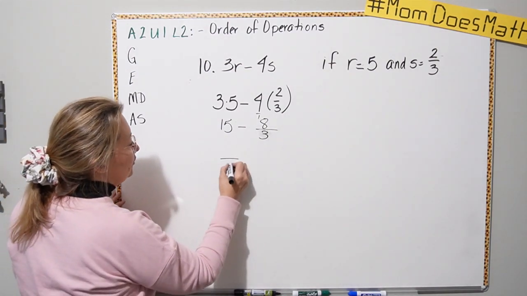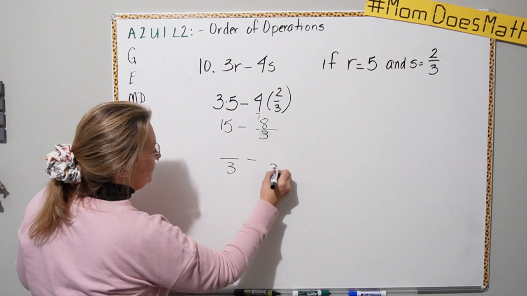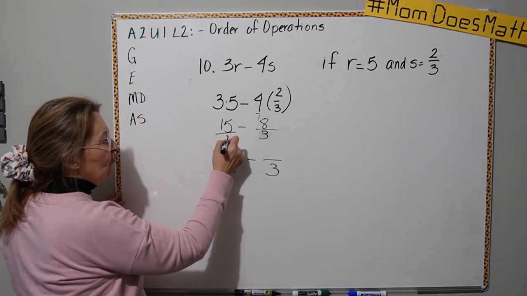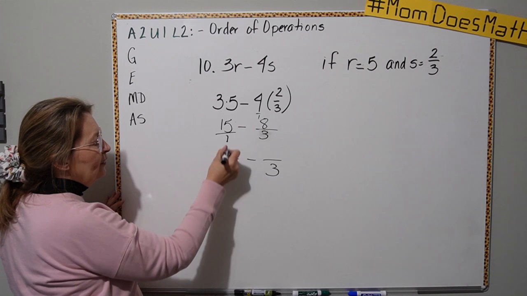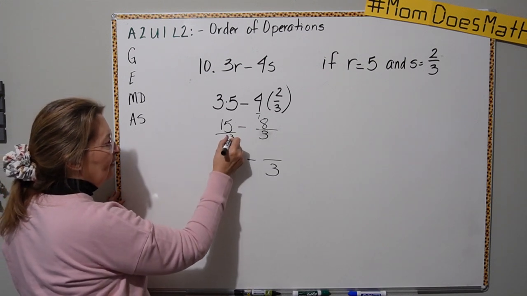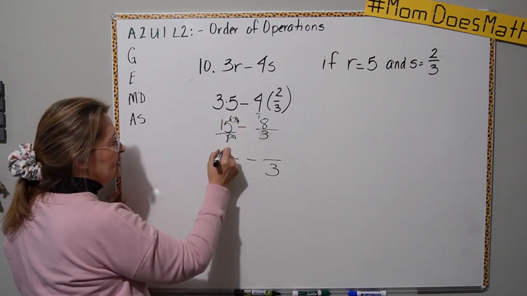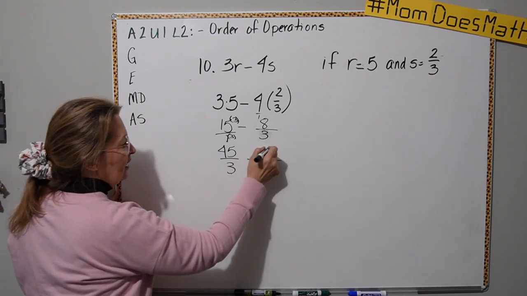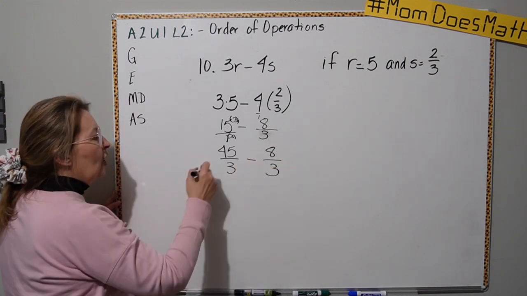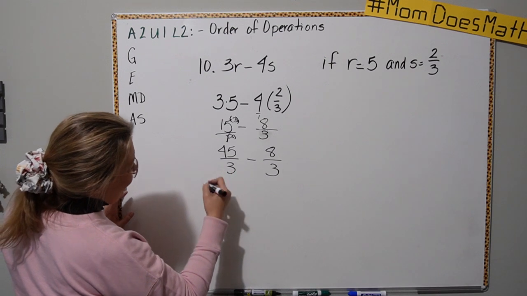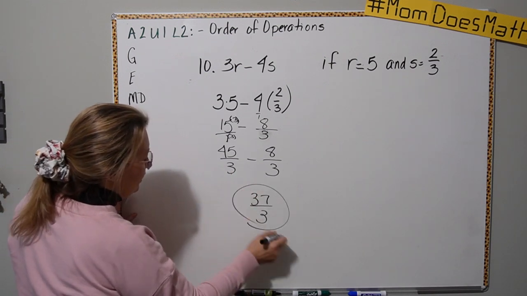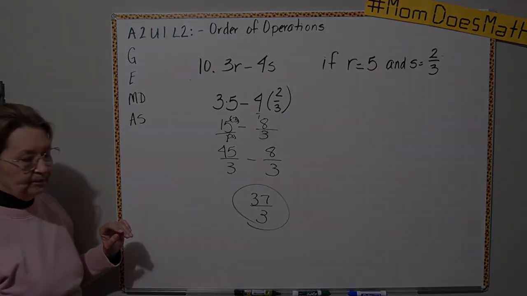So I need to rewrite 15 as something over 3. Well, it was over 1, so what did you multiply 1 by to get 3? You multiplied it by 3, so you have to multiply the top by 3, so that new numerator becomes 45. Now nothing was done here. All right, 45 minus 8 is 37 over 3, and that won't reduce down.